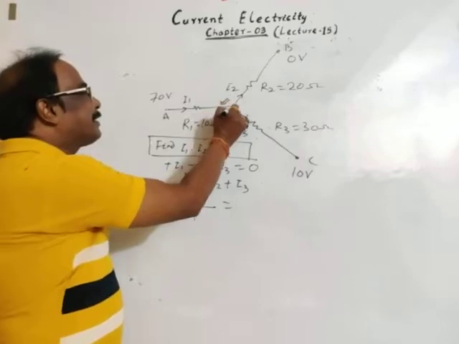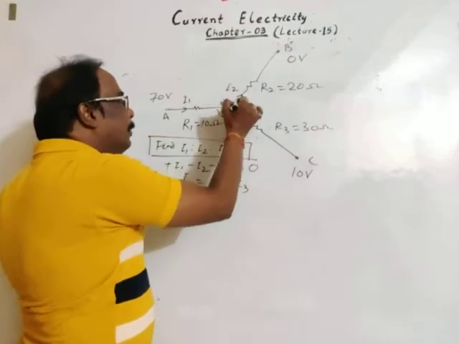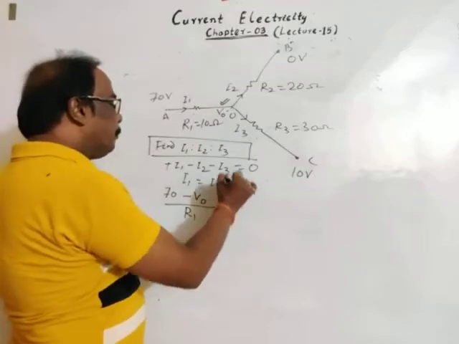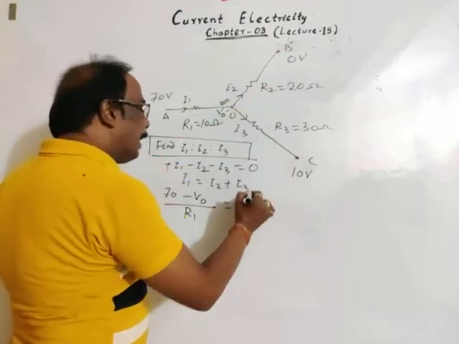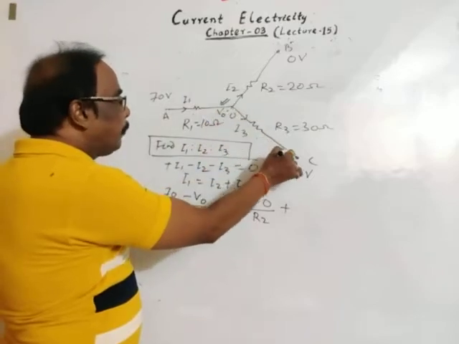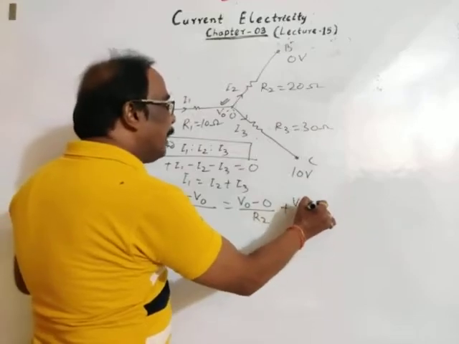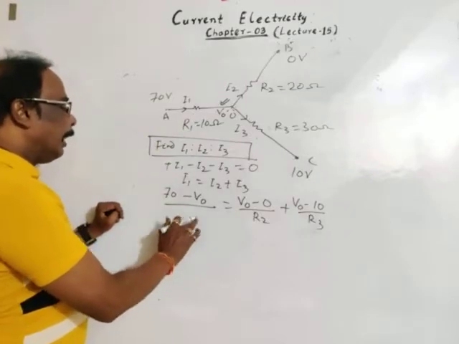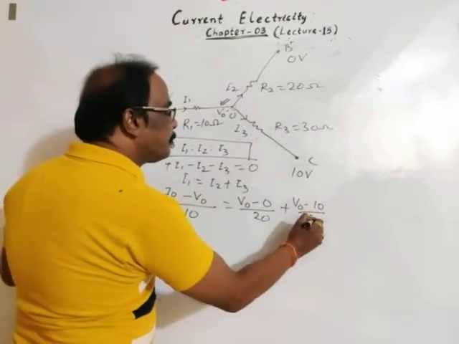Similarly for I2, I2 is current from O to B. Here current is flowing from O to B. O is at high potential, B is at low potential. Then in place of I2, potential difference VO minus 0, this is VO, this is 0, divided by resistance R2, plus I3. Current is again flowing from O to C. O is at high potential, potential difference VO minus 10 volts divided by R3. But R1 is 10 ohm, R2 is 20 ohm, R3 is 30 ohm.